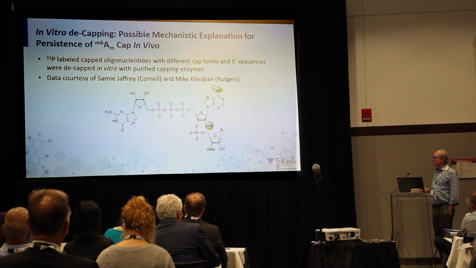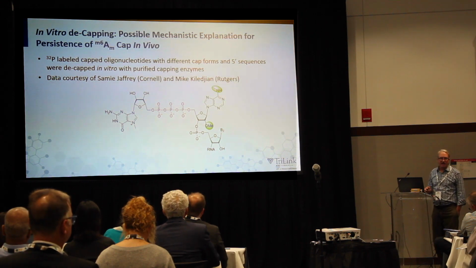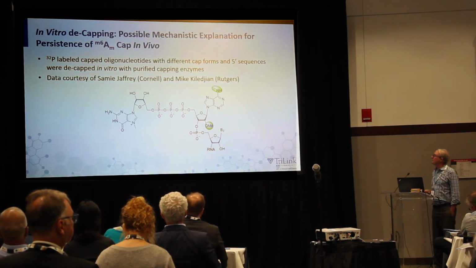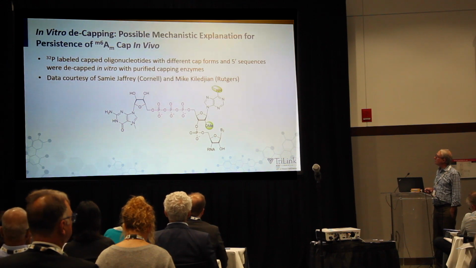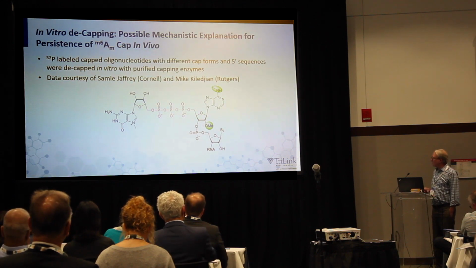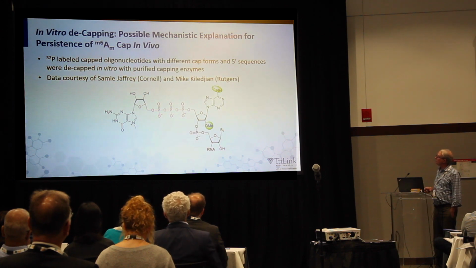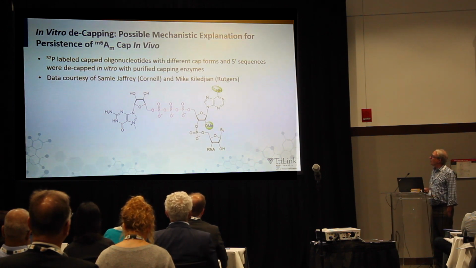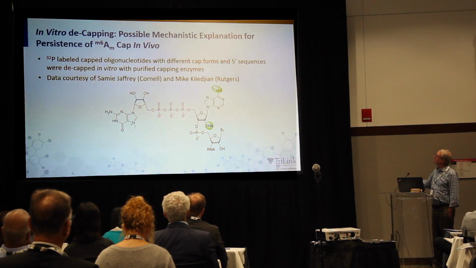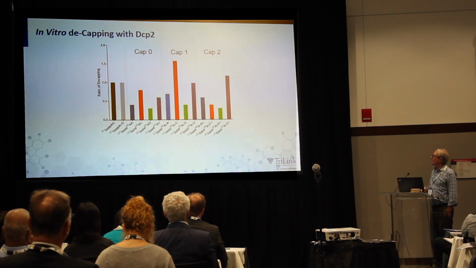All right. So the next thing we said, can we come up with some more mechanistic explanations for why this M6AM may be behaving differently? We have a nice collaboration with Sammy Jaffrey at Cornell and Mike Collegian at Rutgers. And we made some oligonucleotides with different bases at the end, which we capped with P32 so that we could follow them in decapping reactions. And so this is the first experiment.